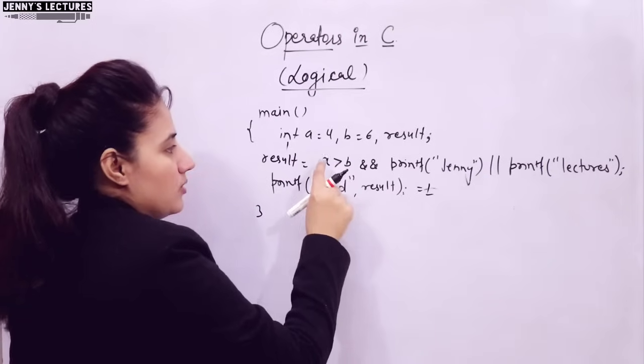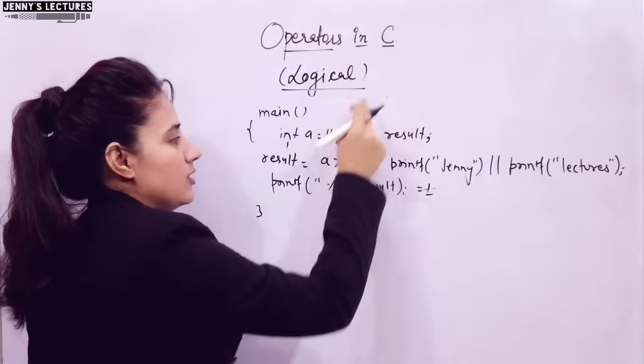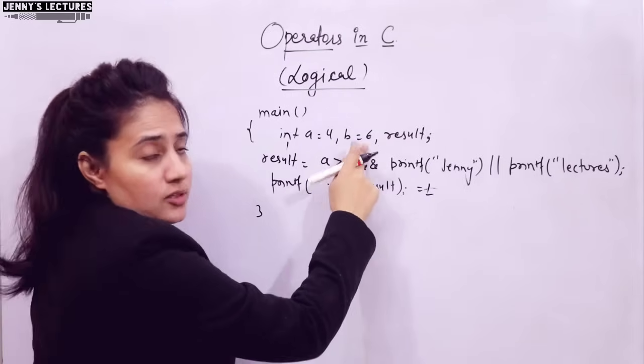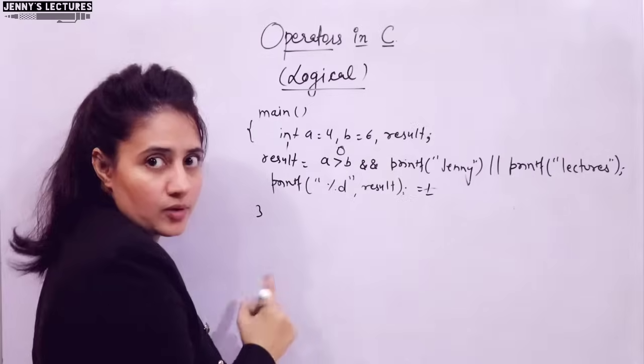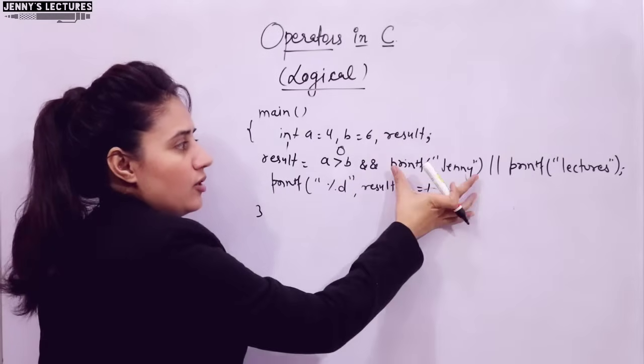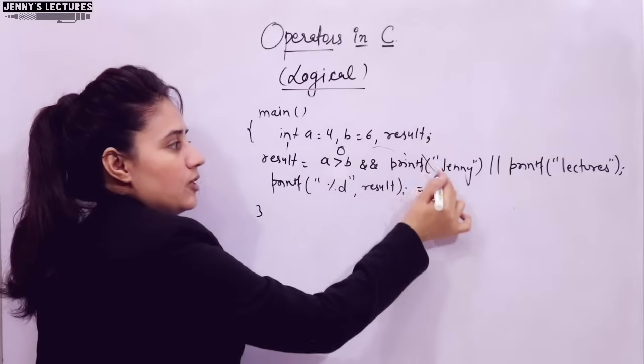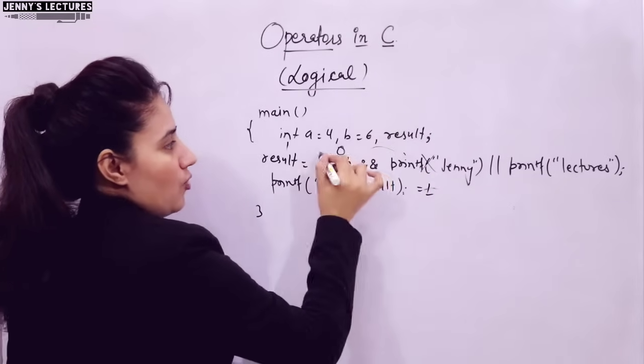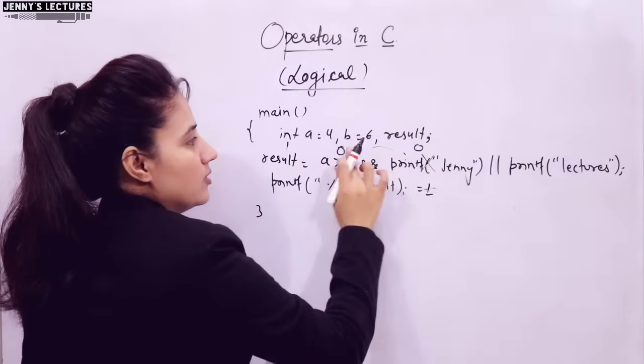Now here we have a relational operator. This has higher precedence, so first of all this would be executed. A greater than B. Is 4 greater than 6? No, this will give 0, right? And in logical AND it will not go to this one. Now finally the result of this expression would be 0.